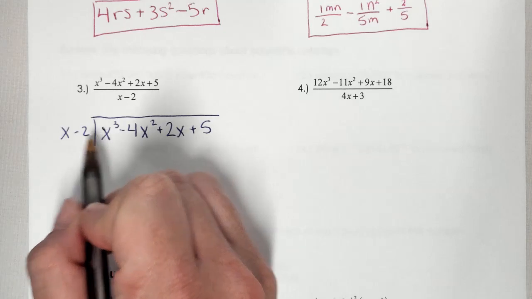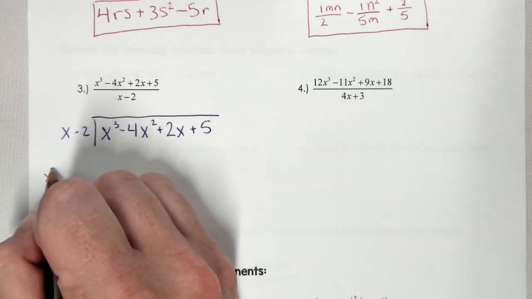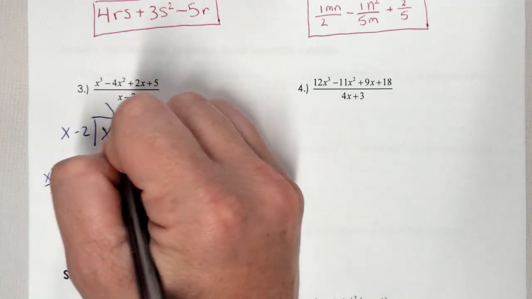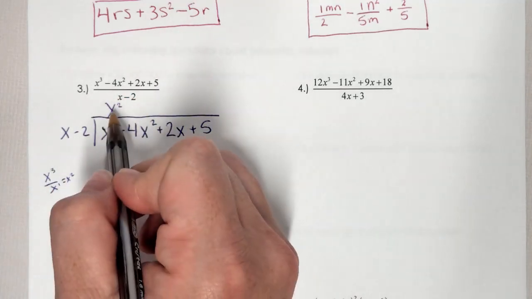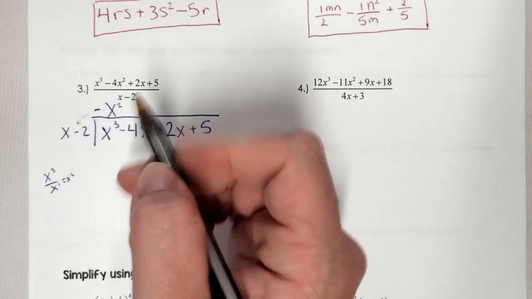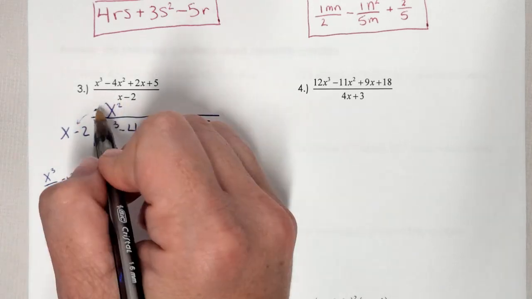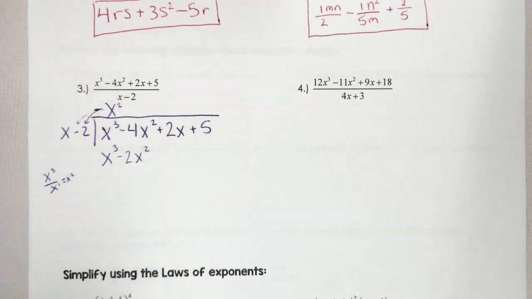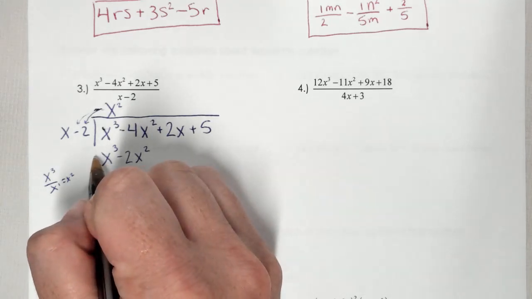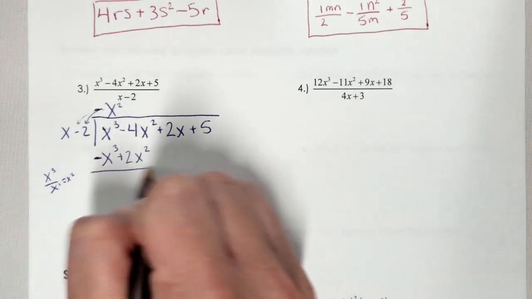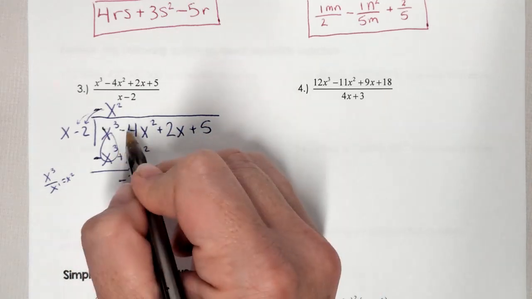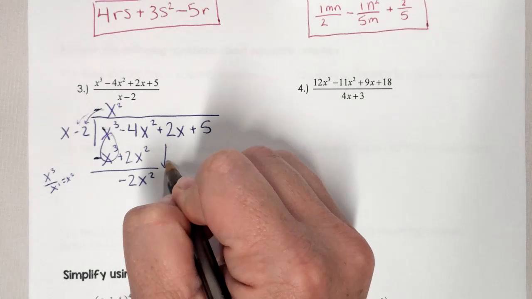And remember, it's farthest left divided by farthest left. So x cubed over x. Well, 3 minus 1 is 2. And then we multiply. So x squared times x is x cubed. X squared times negative 2 is negative 2x squared. And then we subtract. So remember, subtraction makes everything look opposite. This zeroes out, and I get negative 2x squared because negative 4 plus 2. And I bring down my next term.